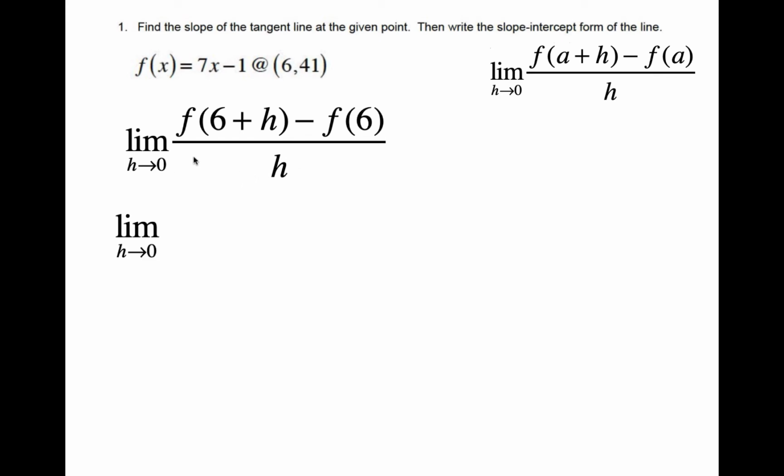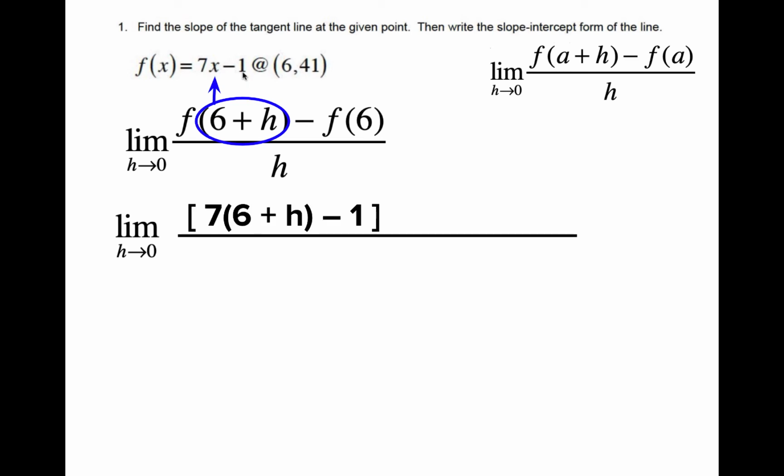We're going to drop down the limit. And now we're going to evaluate the top. So we're going to plug in 6 plus h into the function. So that's going to give me 7 times 6 plus h and then minus 1. And I'm going to put little brackets around there so I'm keeping track that this was plugging in the function for the first part.